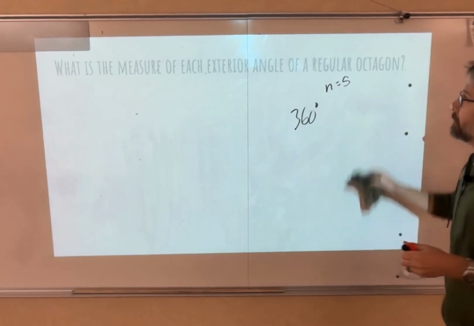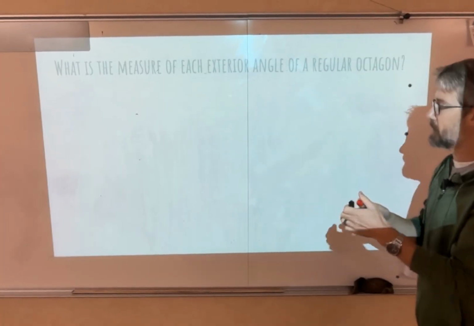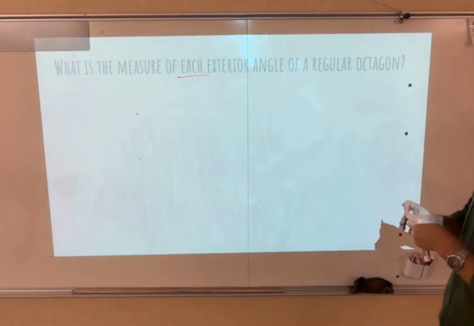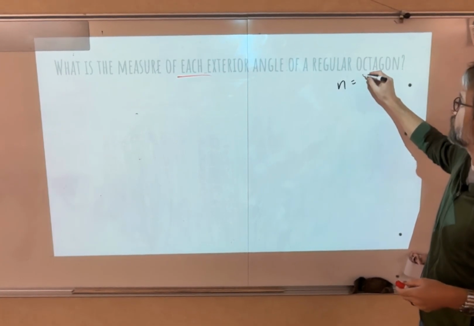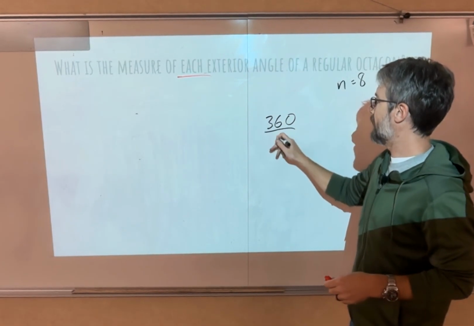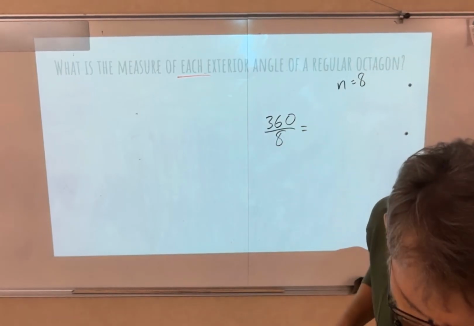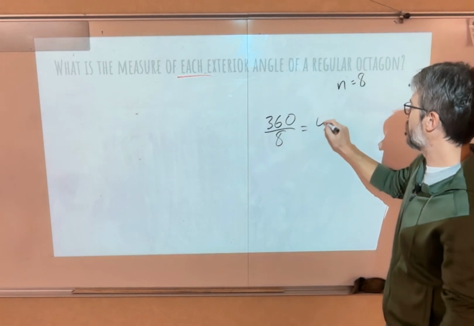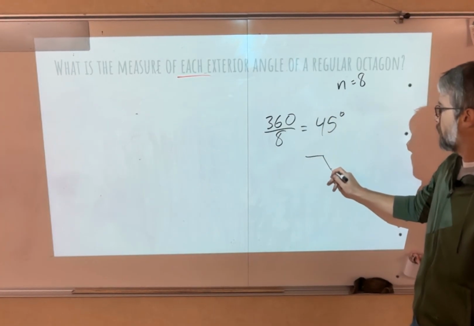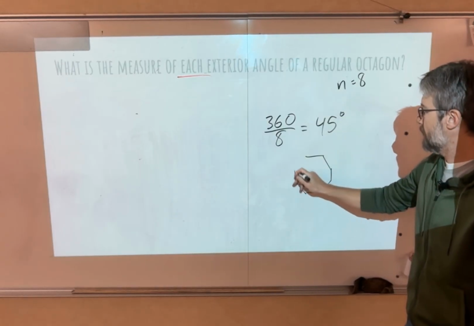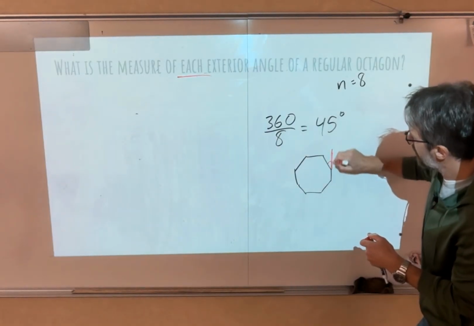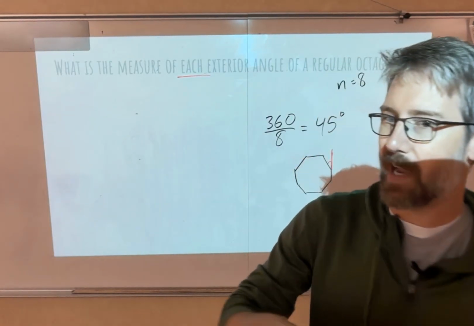Now for this one, a little bit different. What is the measure of each exterior angle? So key word there. Now we're talking about each one of a regular octagon. Well, we need to know that n is equal to 8 for an octagon, right? And all we have to do is 360 divided by 8, and what is that? 45, that's right, because divided by 4 would be 90, so half of that is 45 degrees. So if we think about a regular octagon, like a stop sign, what is the measure of each of these exterior angles right here? That measurement is 45 degrees, if I drew it accurately.